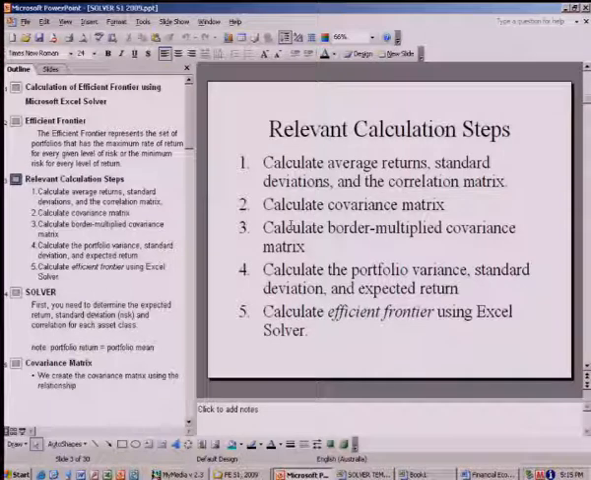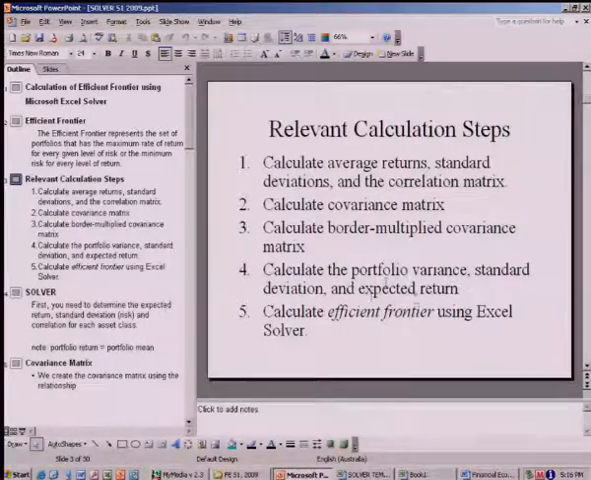And then we're going to use that covariance matrix to construct something that we call the border multiply covariance matrix. It's a bit of a funny word, but all that it does is basically surround the matrix with the weights, the proportion of the assets that you are including in your final portfolio. You're going to need that border multiply covariance matrix in order to find the portfolio variance. And once you find the portfolio variance, all you need to do is find the square root of that variance to find the standard deviation of your whole portfolio.